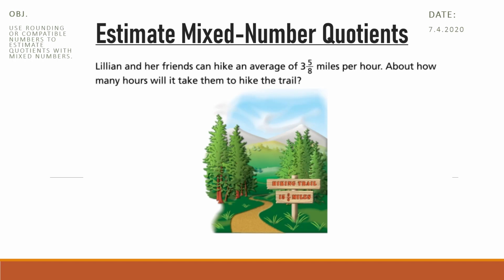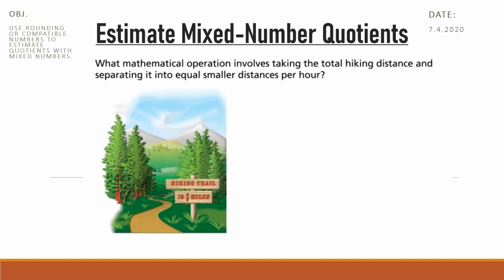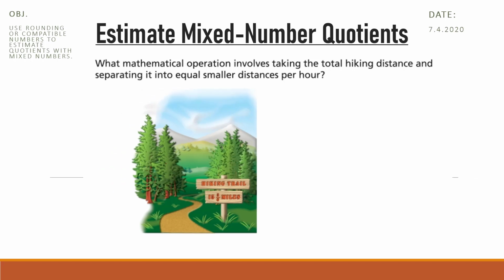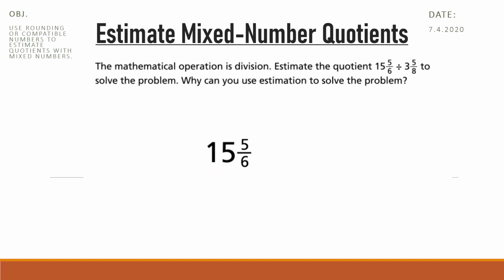Lillian and her friends can hike an average of 3 5/8 miles per hour. About how many hours will it take them to hike the trail? What mathematical operation involves taking the total hiking distance and separating it into equal smaller distances per hour? The mathematical operation is division. Estimate the quotient 15 5/6 divided by 3 5/8 to solve the problem.